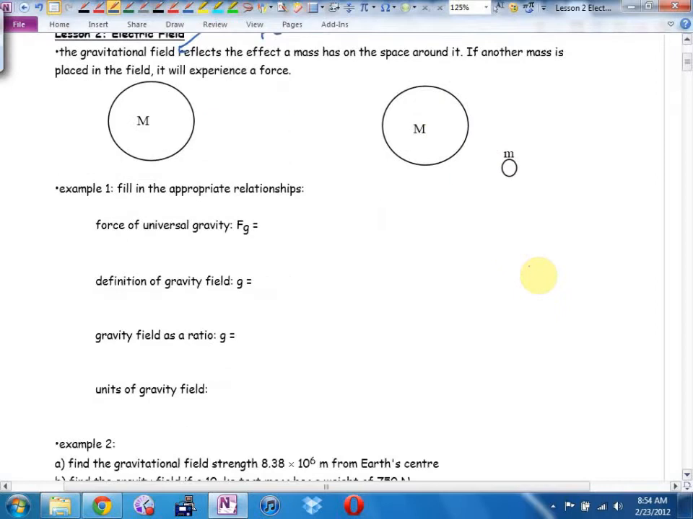So it says fill in the appropriate relationships. Force of universal gravity, big G, big M, little m over R squared. We had the definition of the gravitational field, which I just gave you at the top of the page. You know what? Let's change colors so it stands out. Big G, big M over R squared. That's how to calculate that. If you crunch that for the mass of the Earth and the surface of the Earth, you'll also get 9.8, which matches our observed data by dropping something.